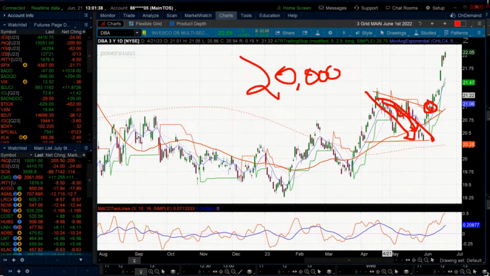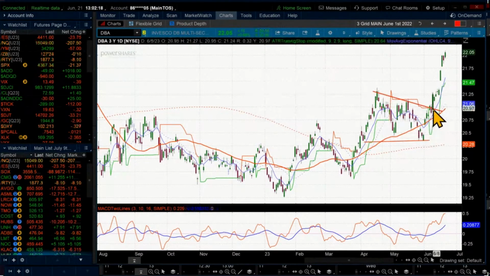So when it broke out, it's 22 now. So sure, you make your $2,000, but it might have taken you 3 months. On the other hand, if you bought it when it broke out, you make your point in 6 days. That's why I like that. But that's a swing trade. So I'm not out yet.